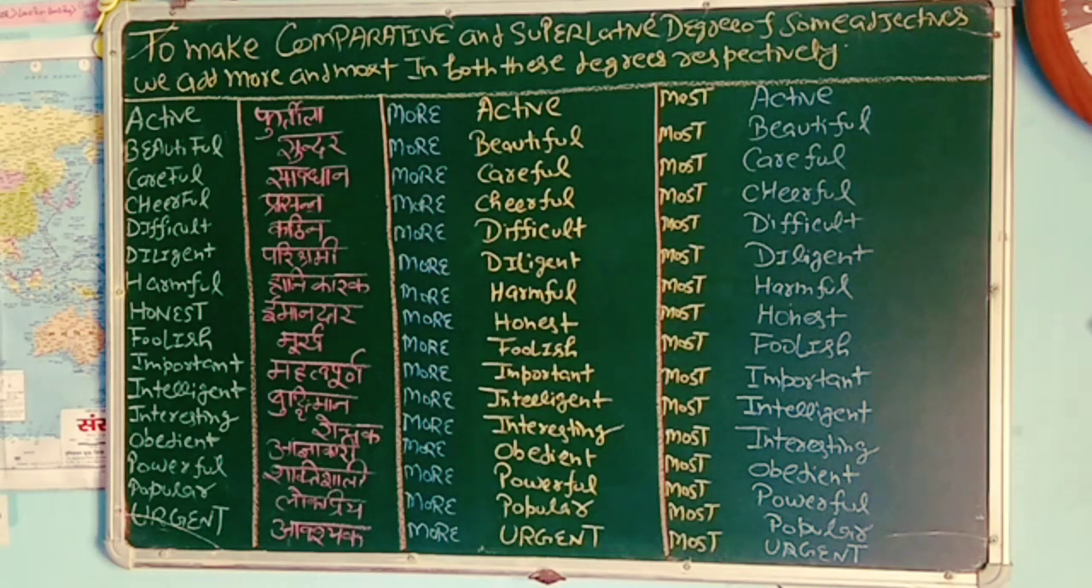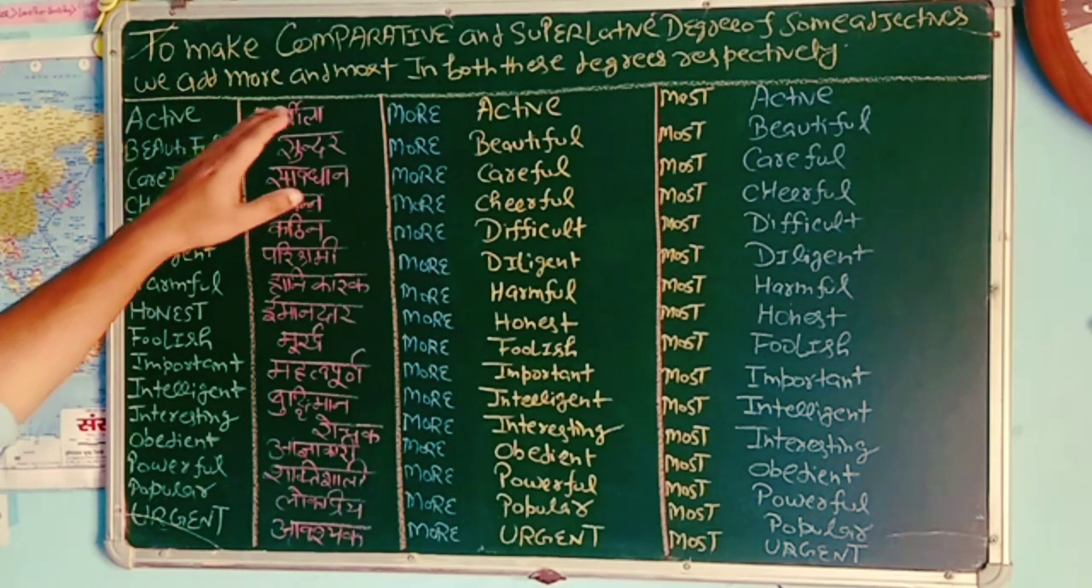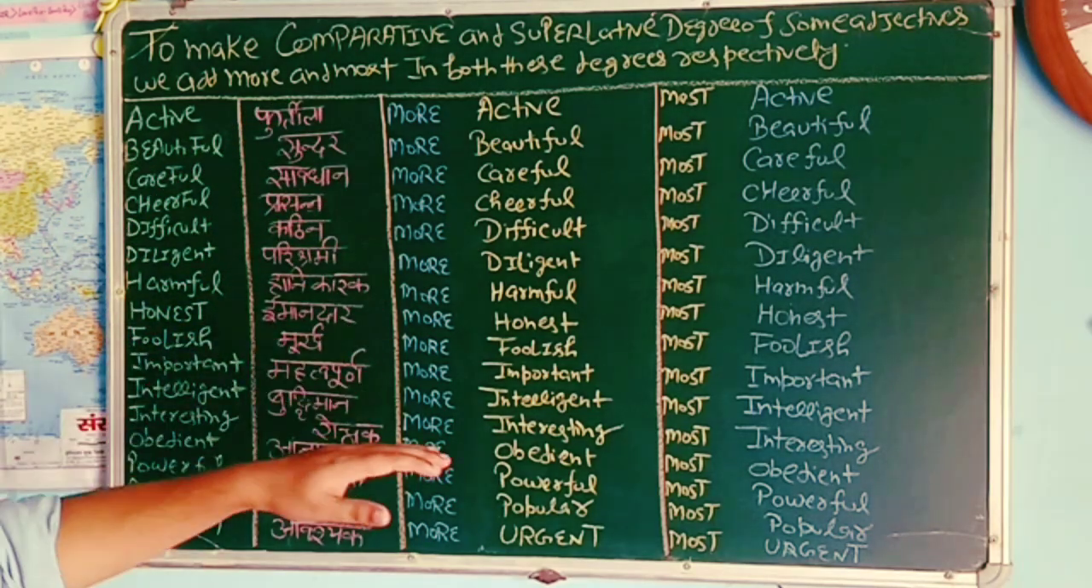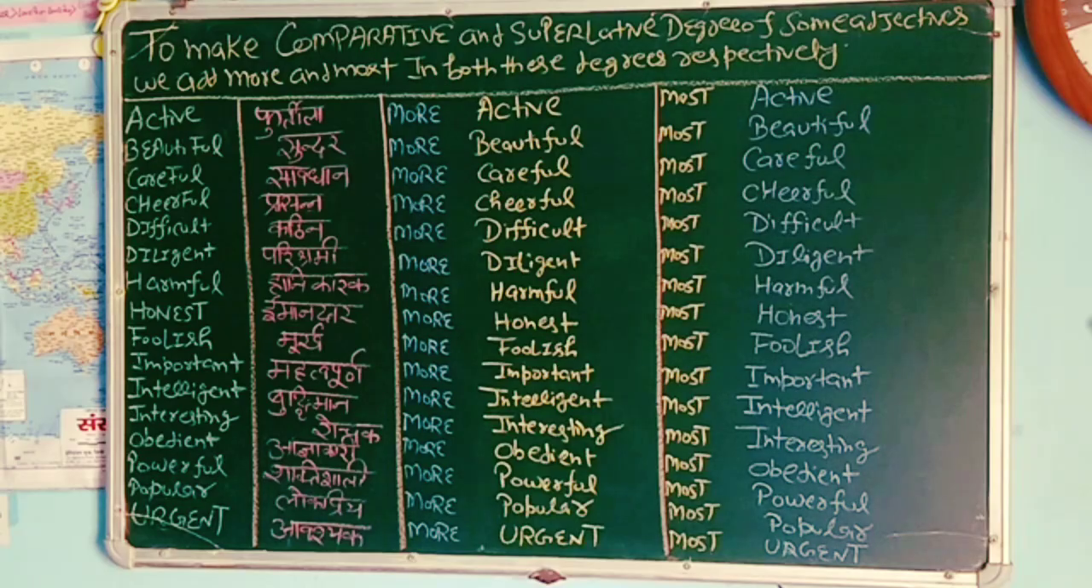Okay. So these are the examples of some adjectives, and how we can make them comparative and superlative degrees by just adding the word more and most in the comparative degree and superlative degree respectively. Okay.